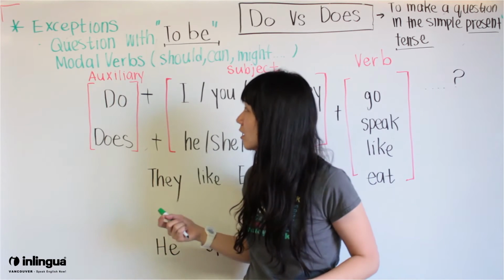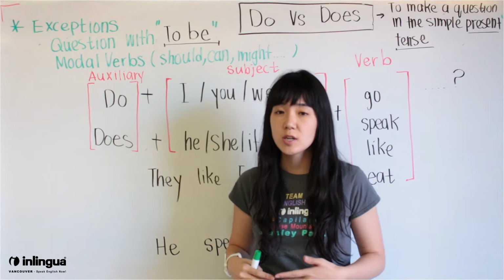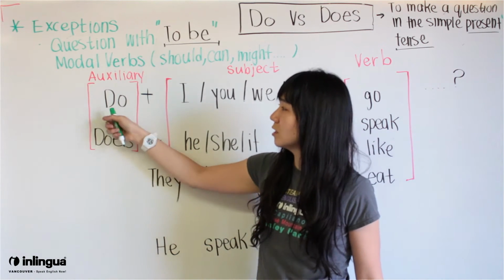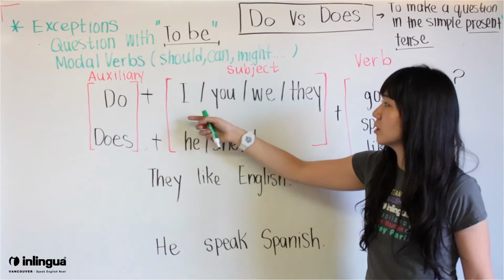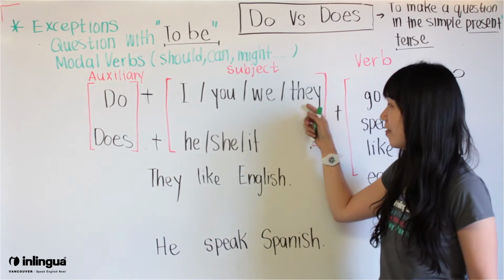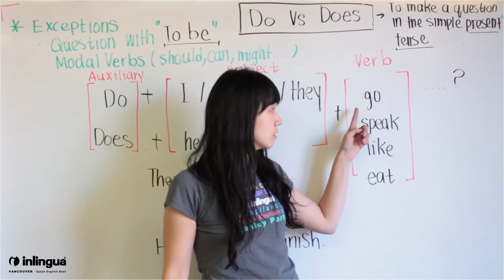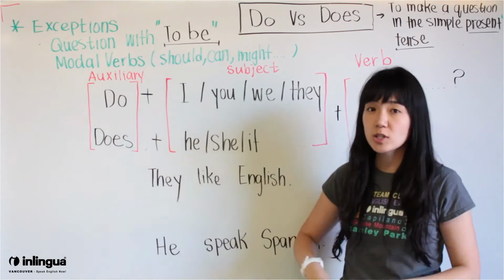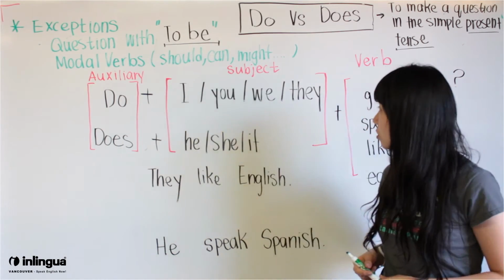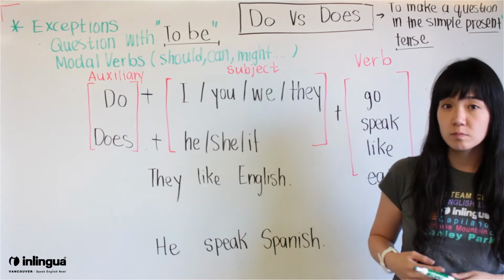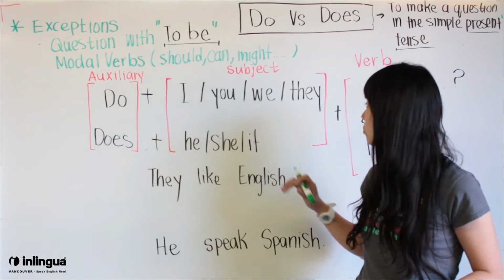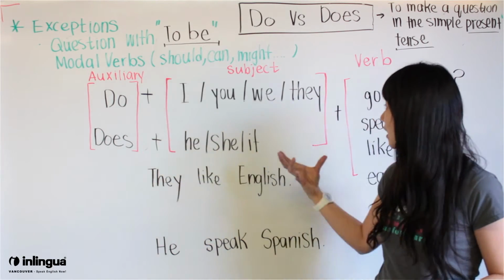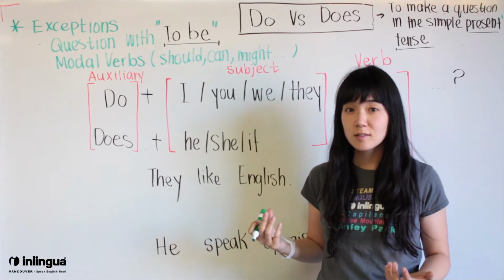So let's look here. When you make a question in the simple present tense, you use the auxiliary verb do or does. When you use the auxiliary verb do, you use the subject pronoun I, you, we, and they. Then the verb, as you have here, go, speak, like, or eat. So an example question could be, do you speak English? Or do you like sushi? Or do we like English grammar?